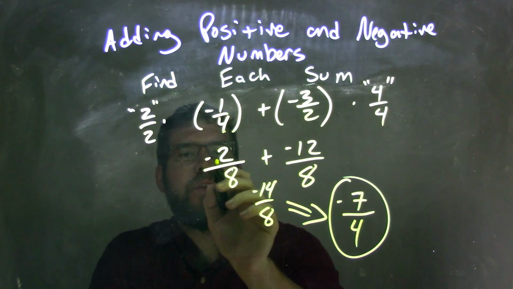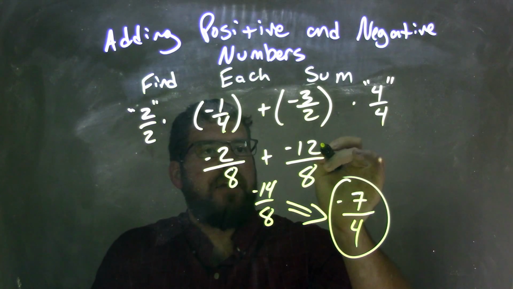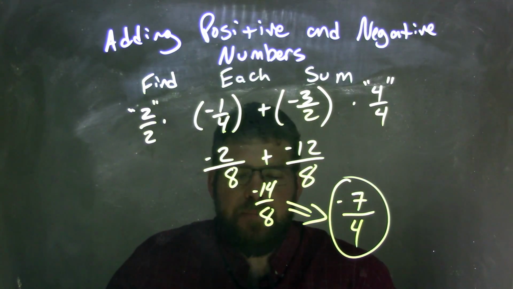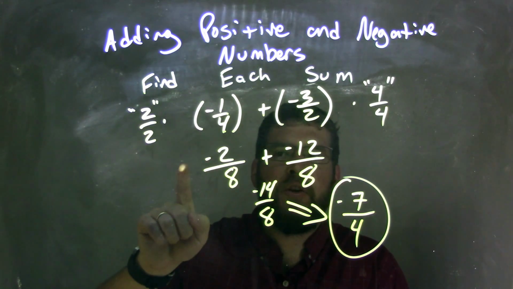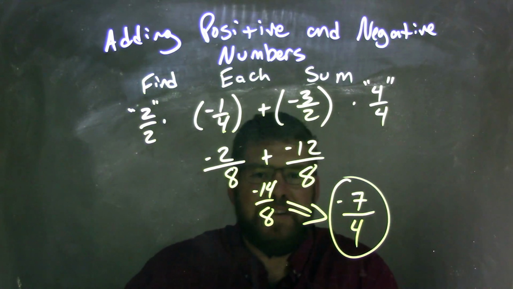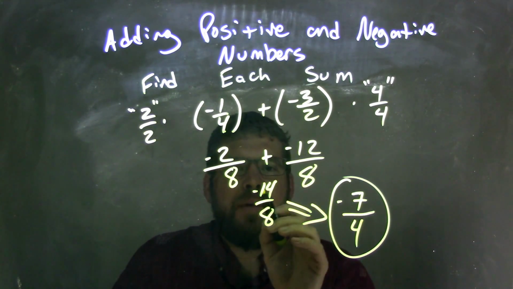2 times -1 is -2, and 2 times 4 is 8. 4 times -3 is -12, and 2 times 4 is 8. Again, same base. Fantastic. That base comes down here, and we worry about the numerators. -2 plus a -12 is a -14. We're going into that negative direction. All right. And so we have -14 over 8.